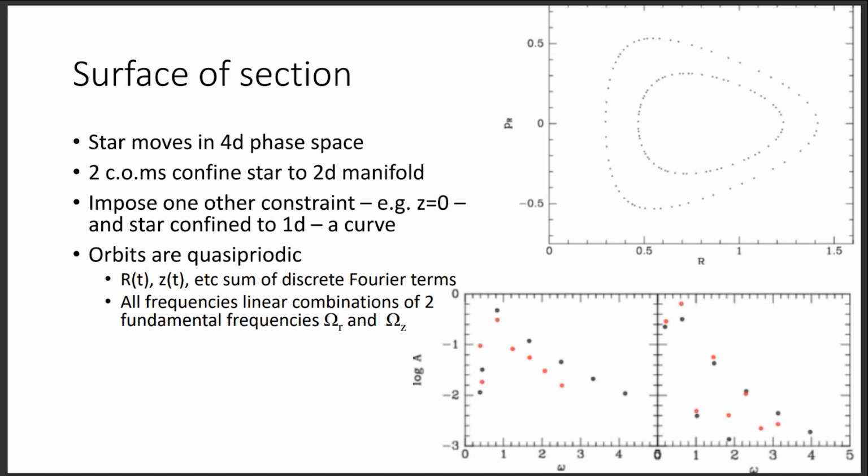Now, another thing that you can do is store the time series R of t. So we've been integrating the equations of motion. We've got R as a function of time. We can store it. We've got Z as a function of time, and we can store it. And then we can Fourier transform these time series. And when we do that, we discover that they're quasi-periodic. What does that mean? That means that the spectrum consists of only discrete frequencies, not a continuum. We're doing the Fourier transform of a continuous function of time, but what drops out is not a continuous spectrum.